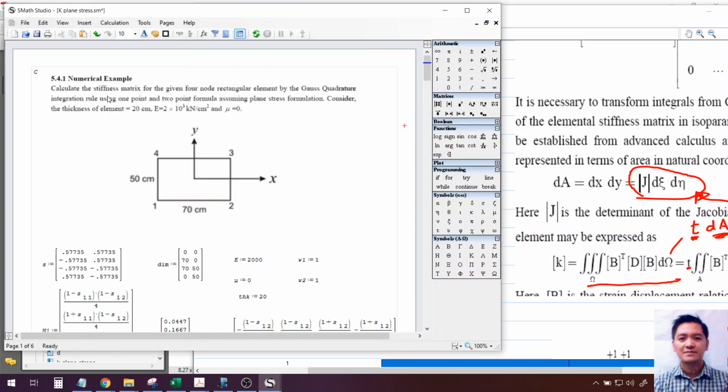Okay, so calculate daw the stiffness matrix of a given 4-node rectangular element by the Gauss quadrature integration rule using 1-point and 2-point formula. So ang gagawin natin is 2-point Gauss quadrature na. Consider the thickness of element 20 cm. That's why meron ako ditong variable na thick or THK is equal to 20 and E is 2 times 10 raised to 3. Basically, for sure, this is 200 gigapascal. No? Okay. Then mu equals 0. Okay. Okay. That's it.